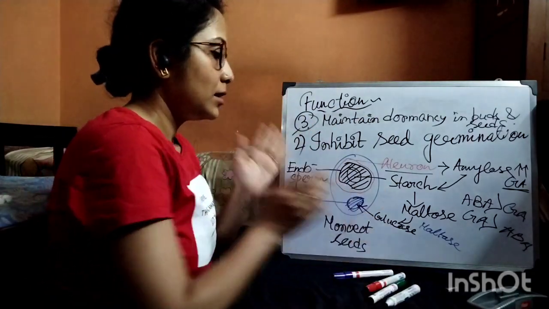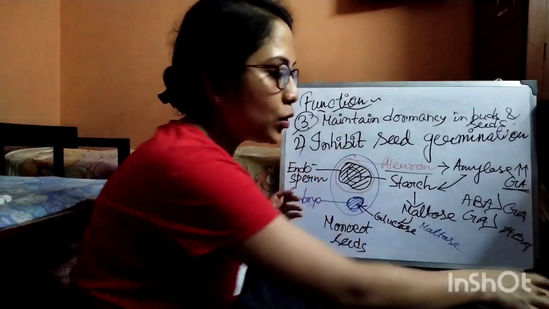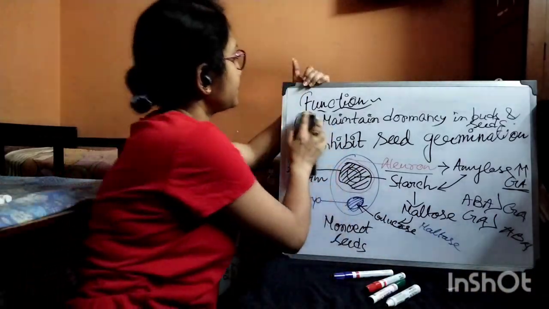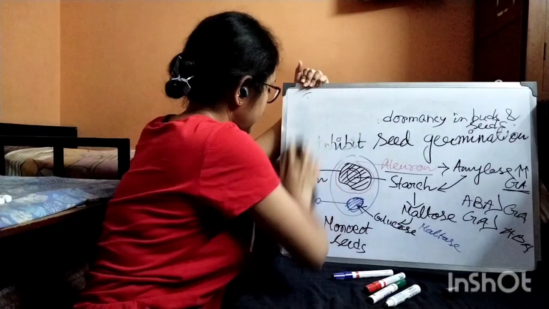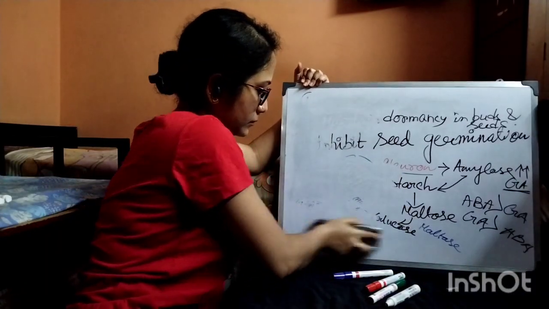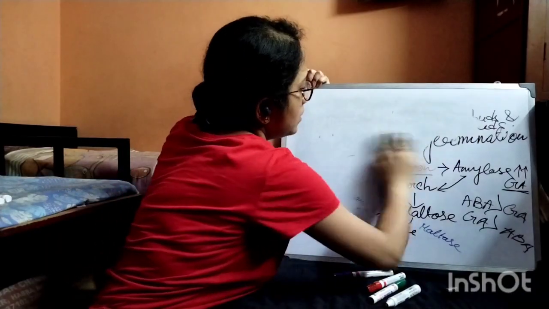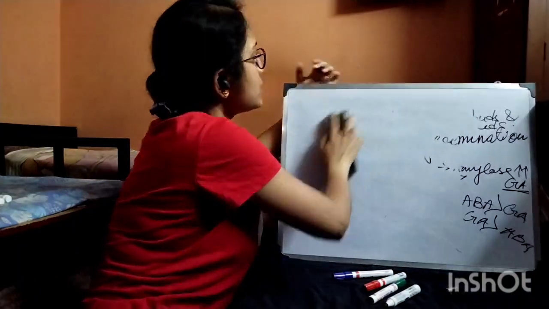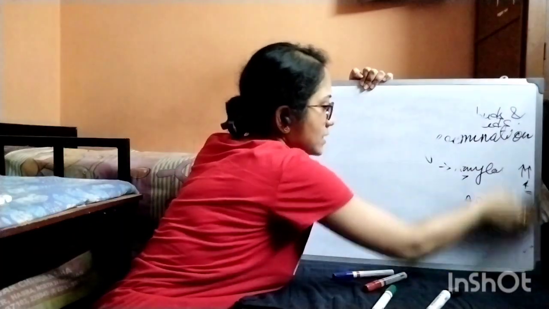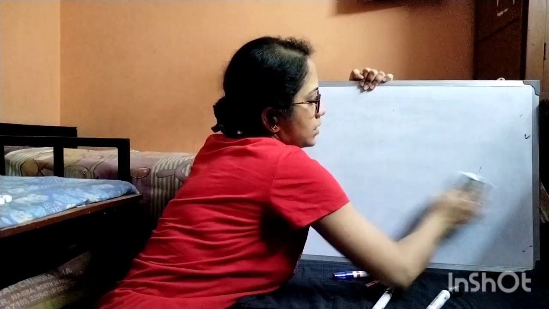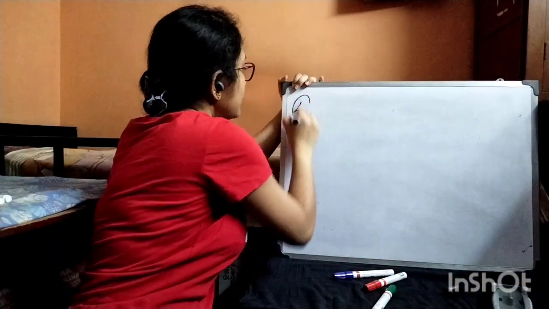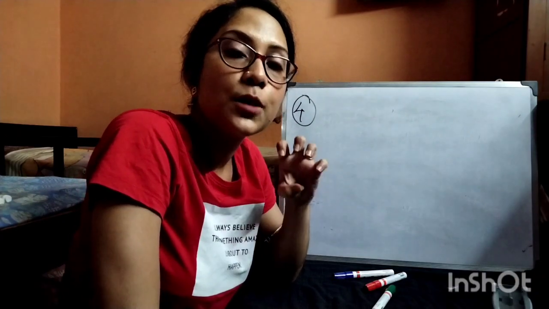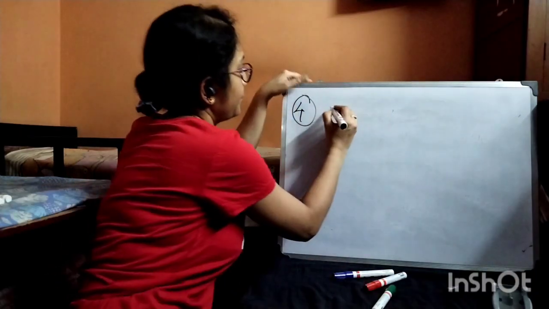So I think I can erase the board and let's come to the fourth function. Students, please note as the class is going on, all these points are very important for your upcoming examinations, in case of medical, in case of NEET, or in case of board examination as well. The fourth function of abscisic acid hormone is that it inhibits protein synthesis.